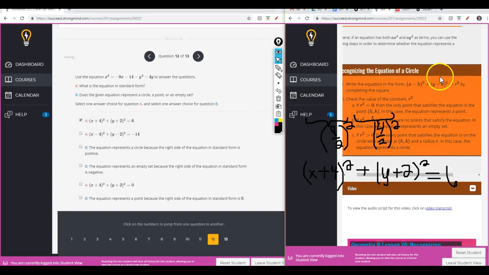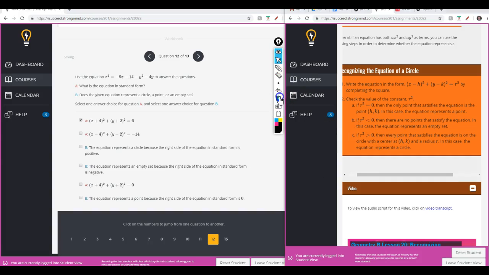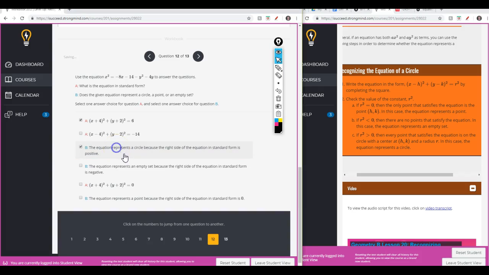Now again, if we jump back to this orange box, our 6 is greater than 0. So in this case, the equation represents a circle. So the equation represents a circle because the right side of the equation in standard form is positive.